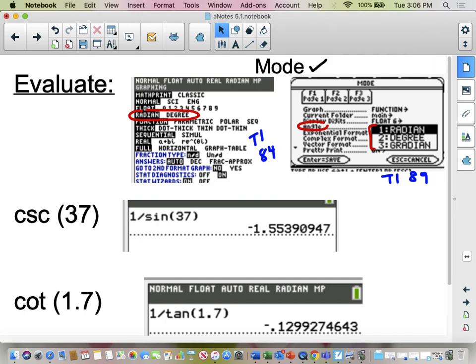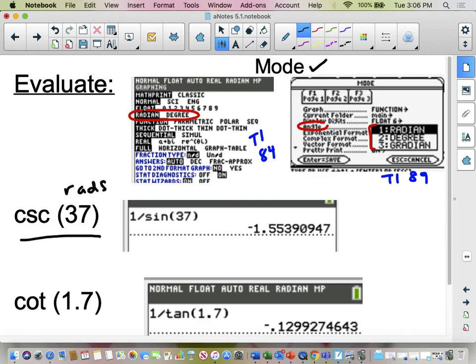If you look at my example, I have cosecant of 37 right here. Is there a degree symbol? No. No degree symbol. This is in radians. Cotangent of 1.7, no degree symbol. This is radians. If you don't see a literal degree symbol, then it's in radians.